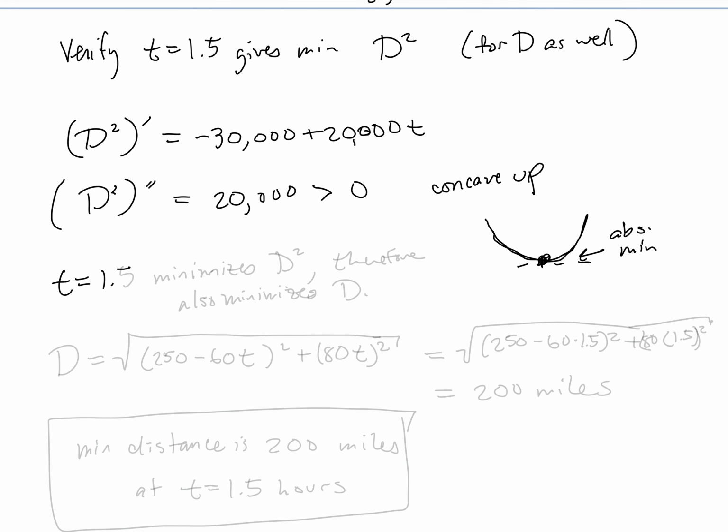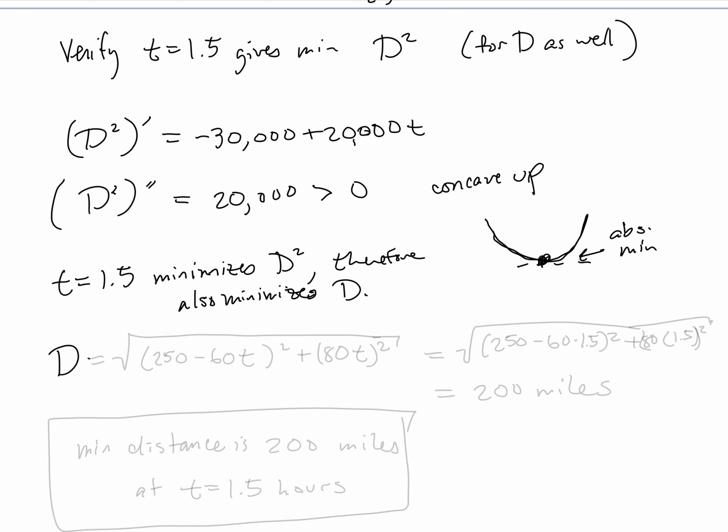t equals 1.5 minimizes the distance function squared, and therefore also minimizes d. And so that is our minimum. That is the time at which we have a minimum distance. We were also asked what the minimum distance was.